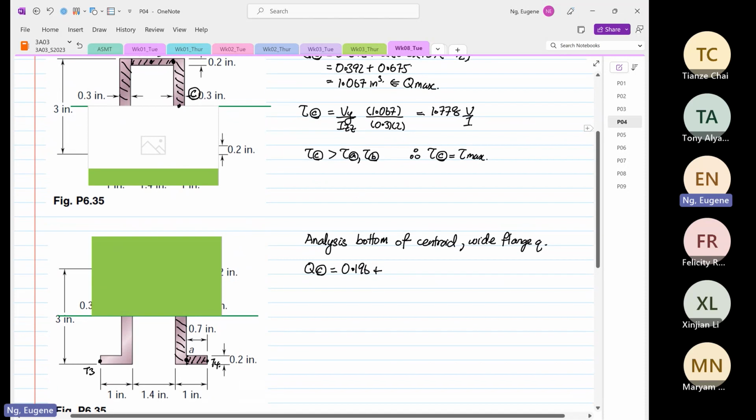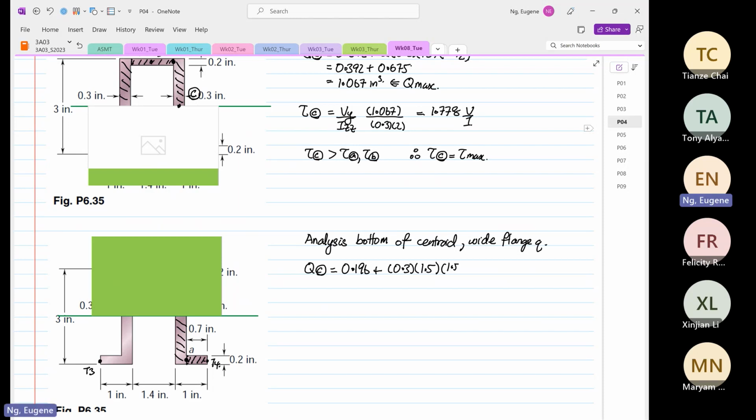Okay, so Qza is 0.196 plus the width over here, which is 0.3. The depth over here is 1.5. The y bar is 1.5 divided by 2. So this will be equal to 0.196 plus 0.3 times 1.5 times 1.5 divided by 2, which is 0.5335 inches cubed.